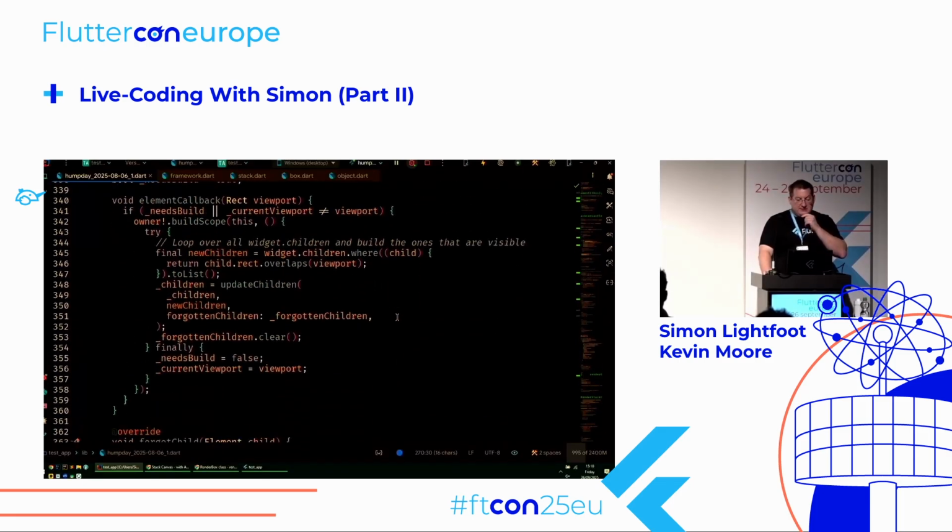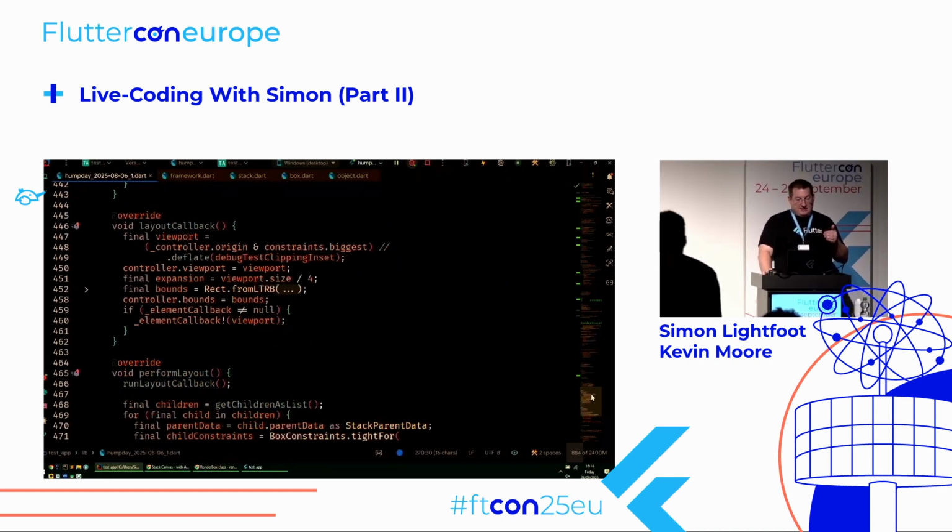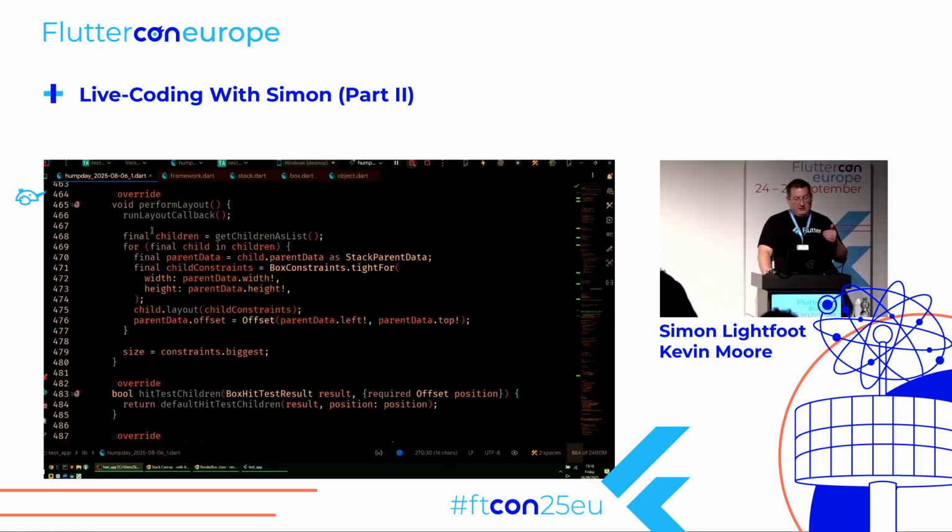So once this update widget is called, obviously what's going to happen is this element callback takes place, and essentially our layout, where is it, run layout callback, now carries on and lays out those new widgets that have now been attached in the element tree, and the render objects have already been created during that build scope pass.